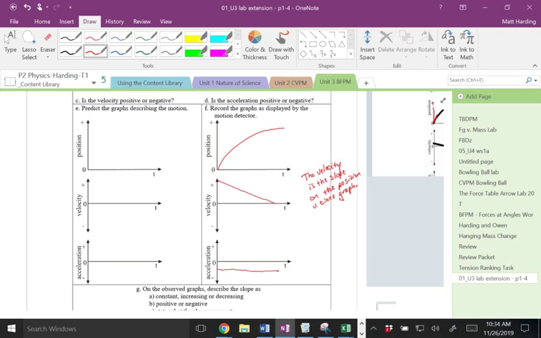You show it starting out by the detector. No, I'm getting farther away. It's going to start out away from the detector and get closer to it. So its final position will be close to 0.